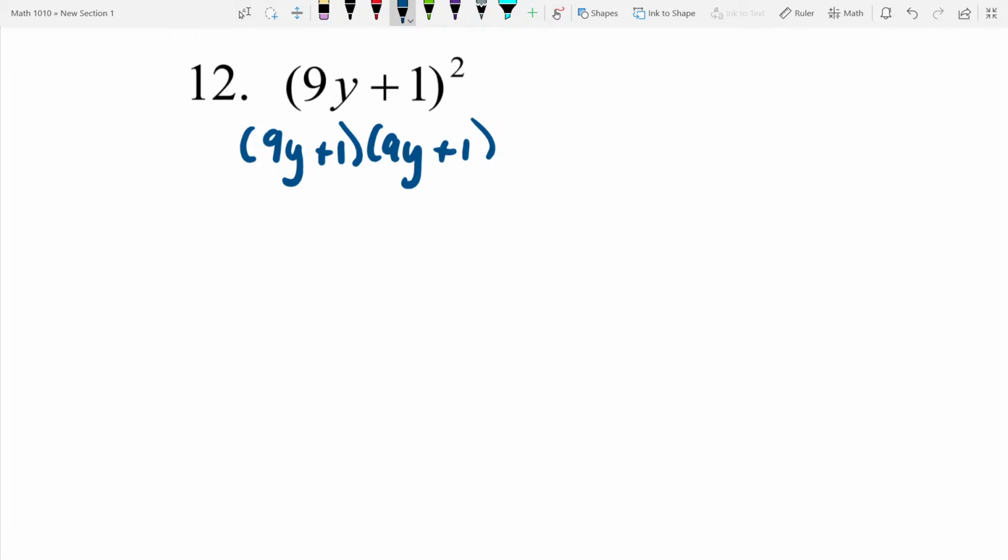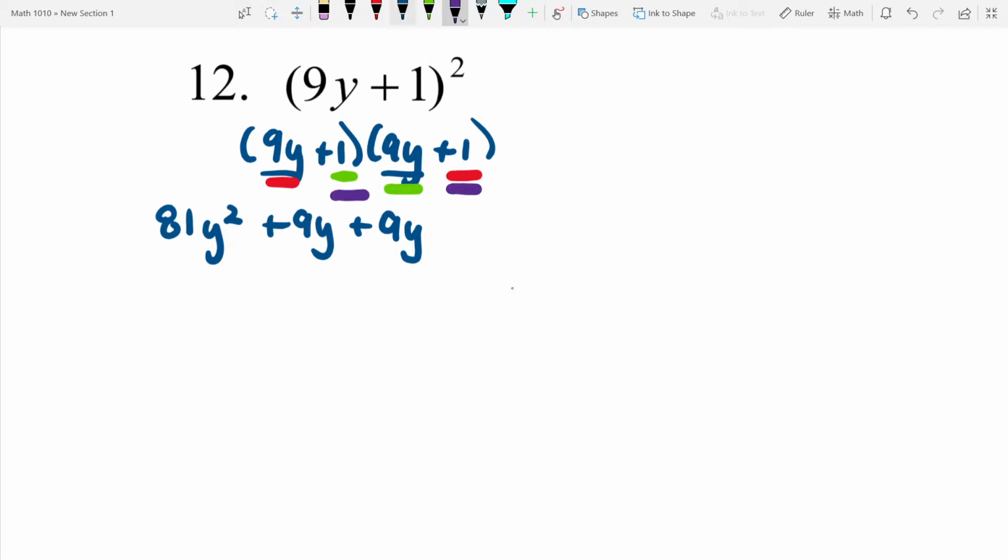Now you multiply. So you go 9y times 9y is 81. Talk to me, everybody. Y squared. Thank you. And then outside is 9y times 1, and that gives me 9y. Inside is 1 times 9y. That gives me another 9y. And then last is 1 times 1, which gives me a 1.